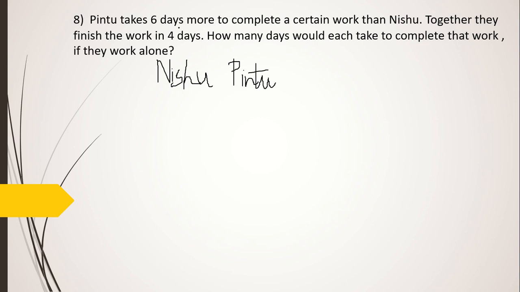Pintu takes 6 days more to complete the same work, certain work, same work it is there, but if both of them do it separately, let's say Nishu does in x days, then Pintu will take x plus 6 days to complete that particular work. Okay, and together they finish the work in 4 days. How many days would each take to complete that work if they work alone? So we assume if they work alone.